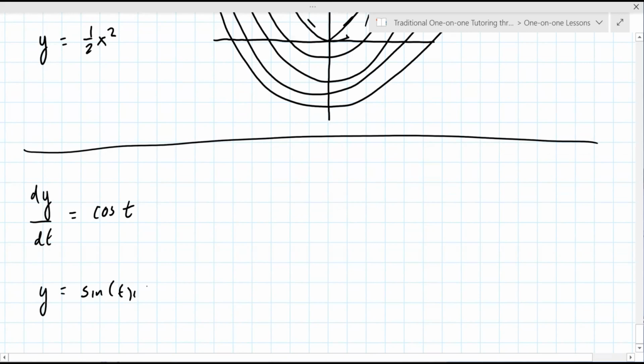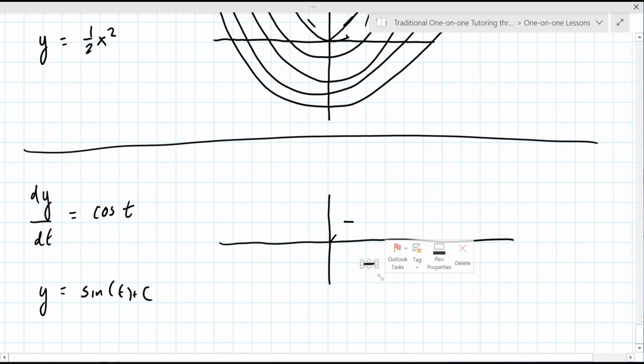plus c, right? So if I were to come over here and graph the slope field for cosine, I better get a curve that looks like sine, which we know looks like that. So you're not gonna get that. You're gonna get a horizontal, and then you're gonna get one here. You're gonna get kind of this, and then it's gonna look the same when you go up.